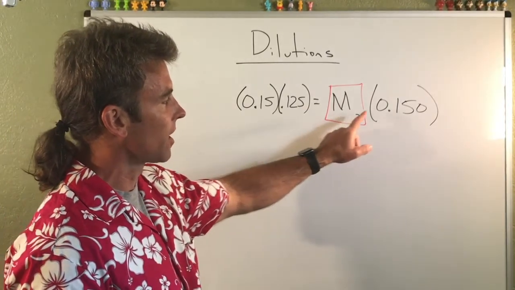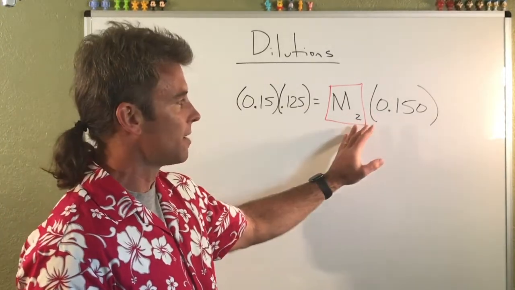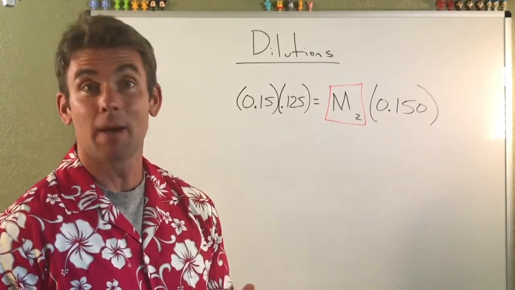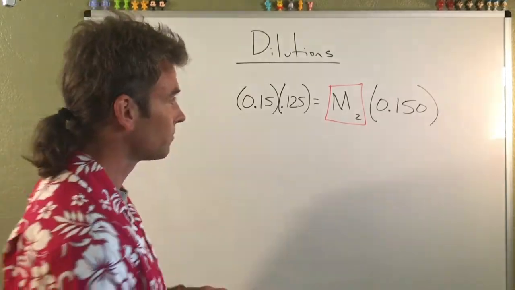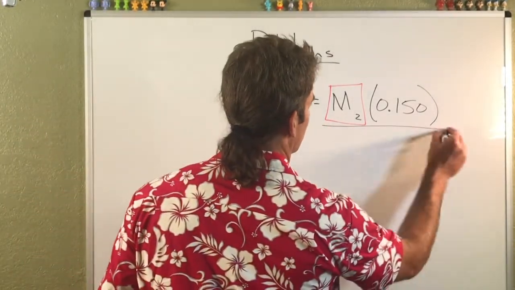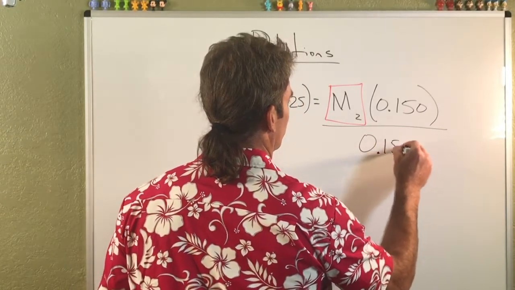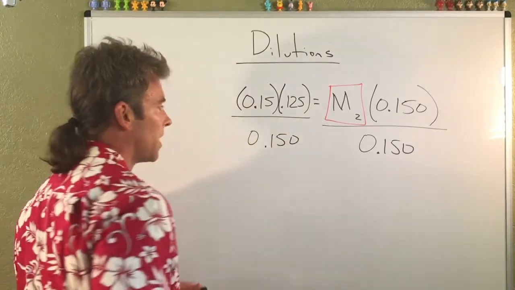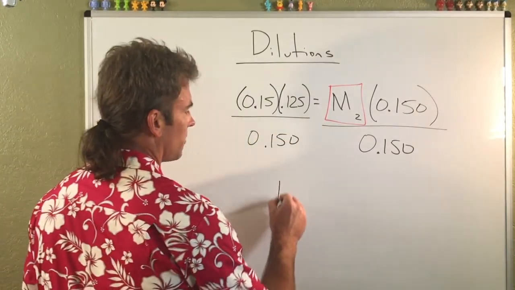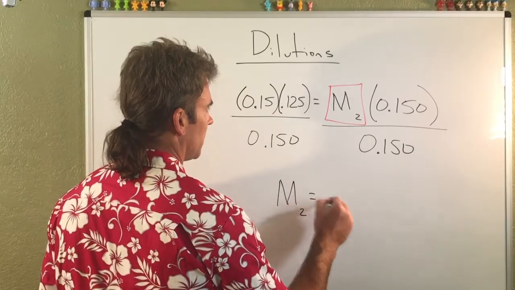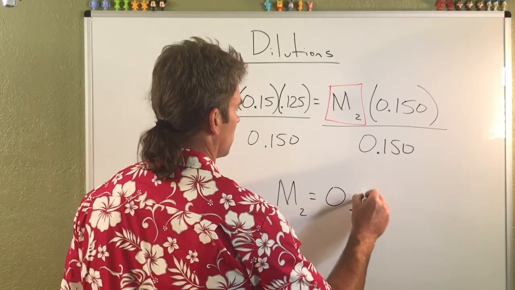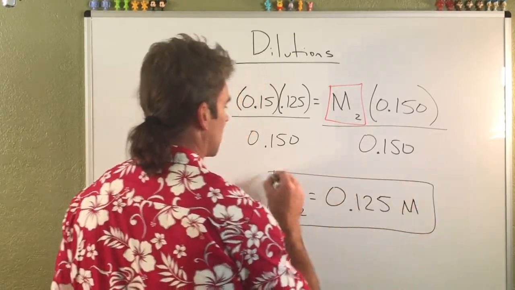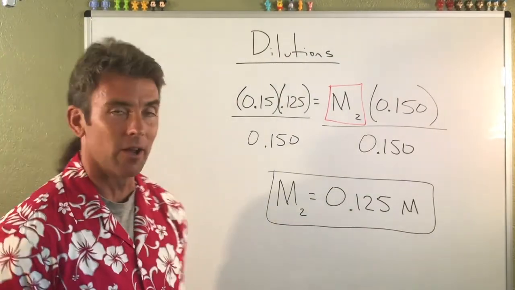Well, one of the things that you'll recognize, hopefully from algebra class, is anytime you multiply two values together, the way that you get one of those variables alone is to do the opposite, which in this case is to divide. So we're going to take both sides and divide them by 0.15, and what we'll end up with for our new molarity is that. And that's as simple as dilution calculations are.